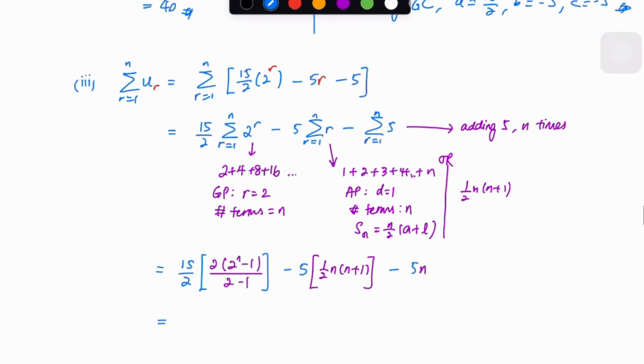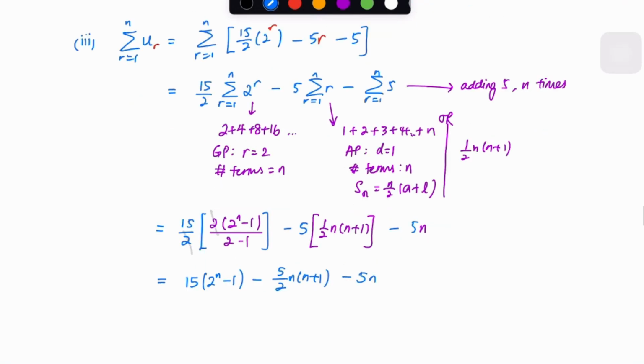So altogether, these and these can cancel. So I have 15 times 2 to the power of n minus 1, minus 5 over 2 times n plus 1, minus 5n. So I think you can further simplify to something like 15 times 2 power n minus 15 minus 5 over 2 n squared minus 15 over 2 n. Something like that.